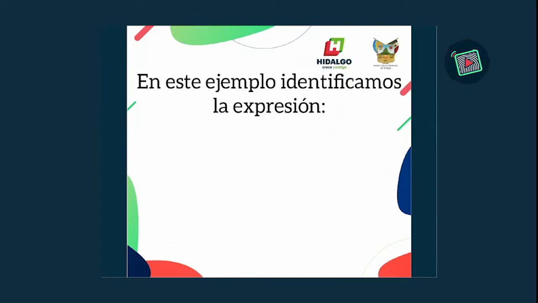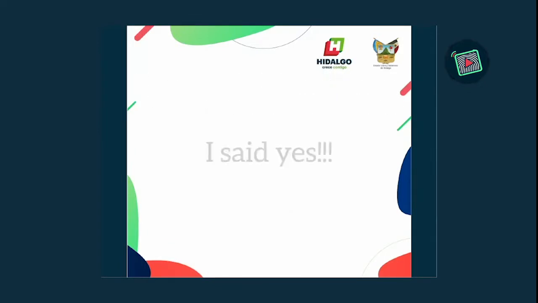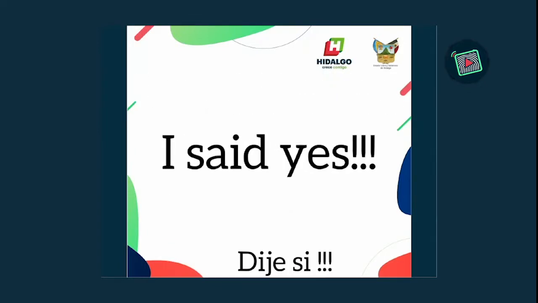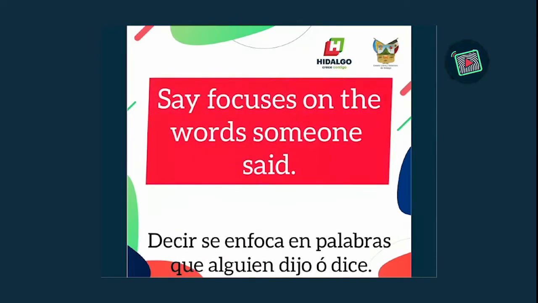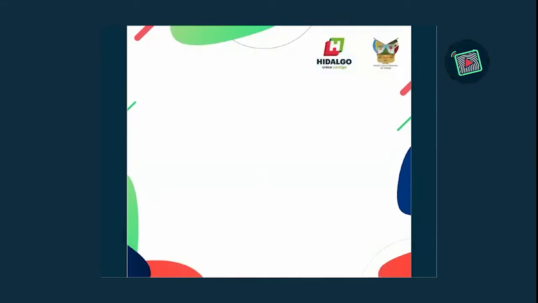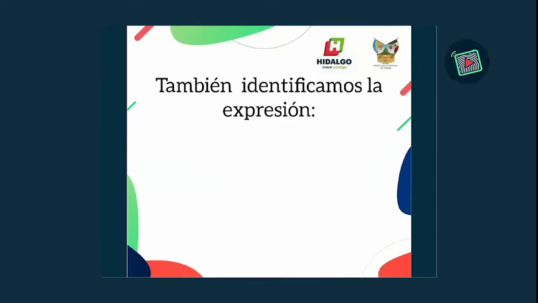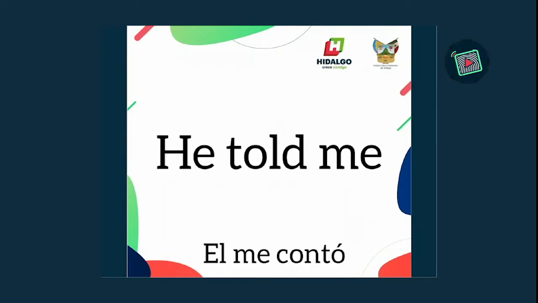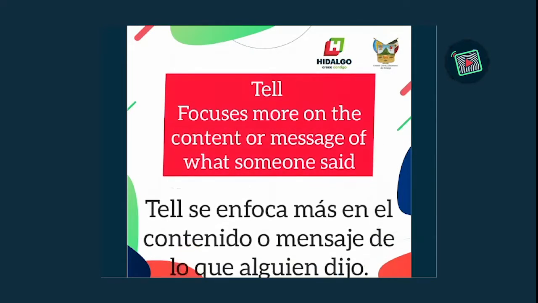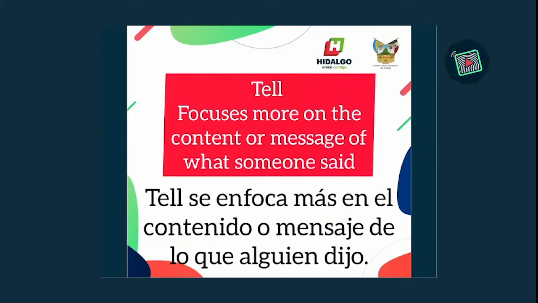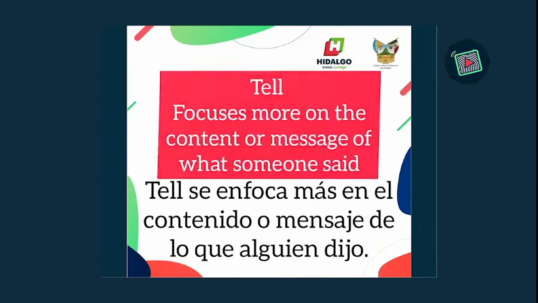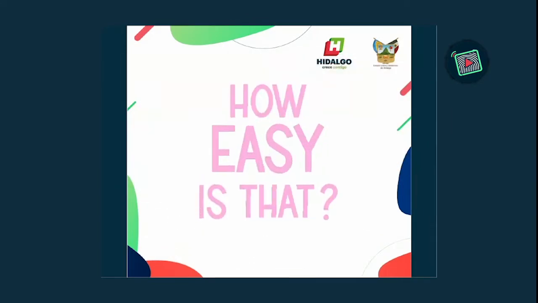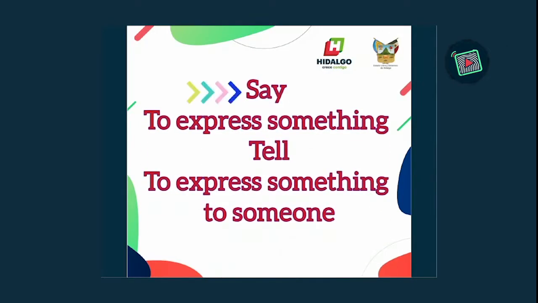In this example, we identify the expression I said yes. Say, in this case, focuses on the words someone said. We also identify the expression he told me. In this case, tell focuses more on the content or message of what someone said. In other words, we use say to express something and tell to express something to someone.